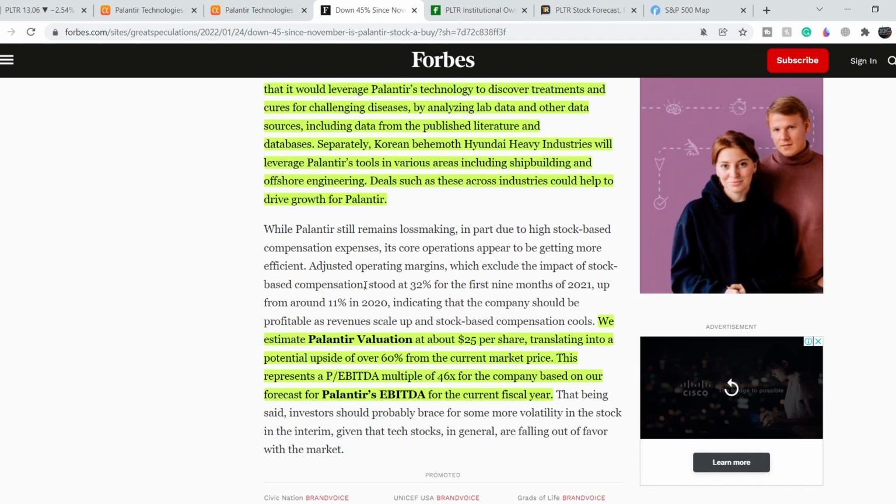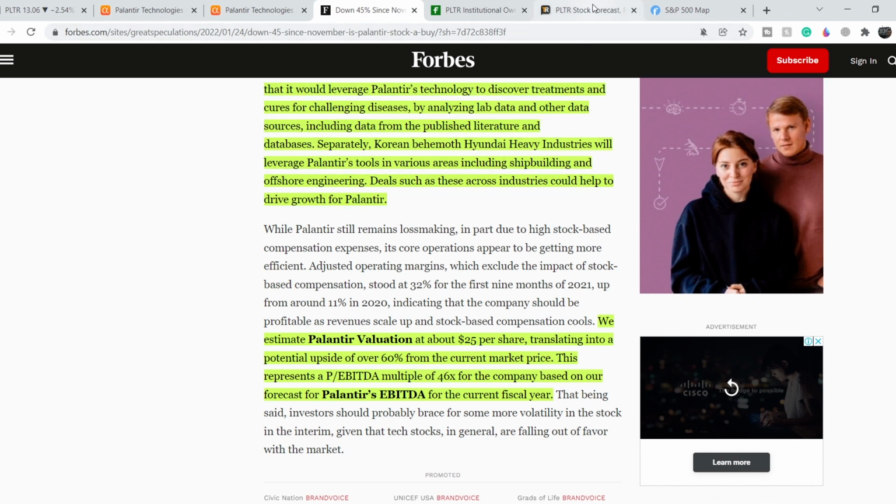And here is the estimation from Forbes. We estimate Palantir valuation at about $25 per share, translating into a potential upside of over 60% from the current market price. This represents a price to EBITDA multiple of 46 for the company based on our forecast of Palantir's EBITDA for the current fiscal year.